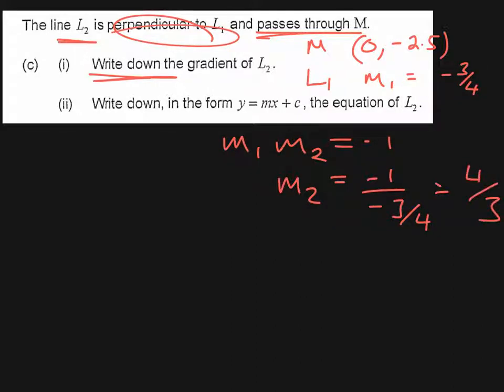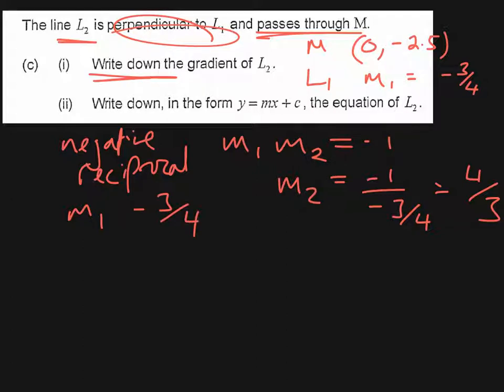But perhaps more simply is just to remember that if we want to find the gradient of a perpendicular line, we just need the negative reciprocal. Initially the first gradient was -3/4. So the reciprocal means flip it upside down. So that would be -4/3, and then we want the negative. So if we've got a negative of a negative number, that will give us 4/3. So either method can be used to find the gradient.